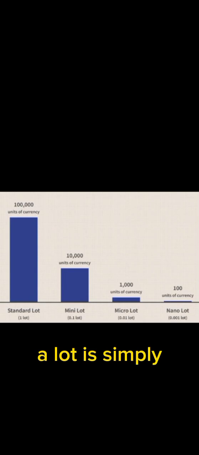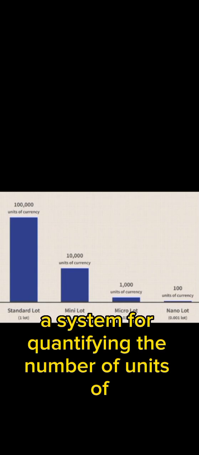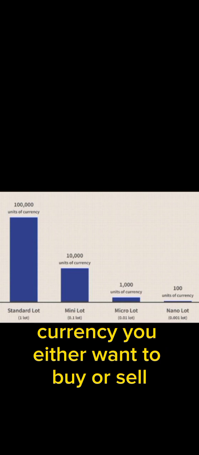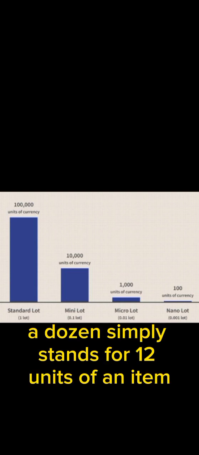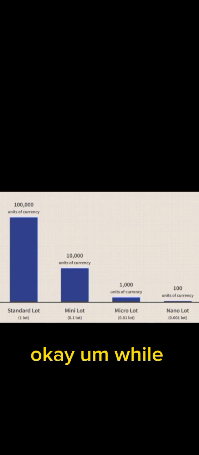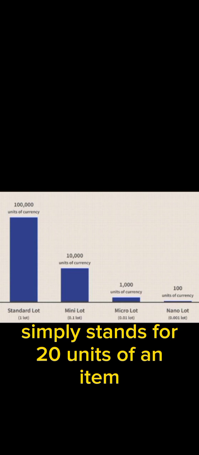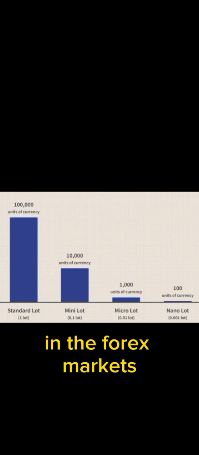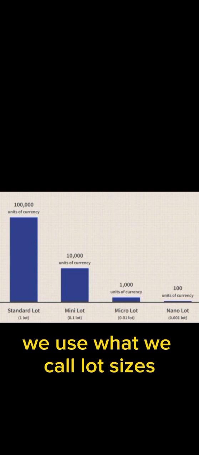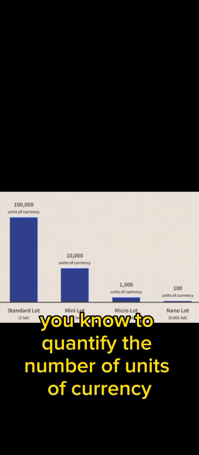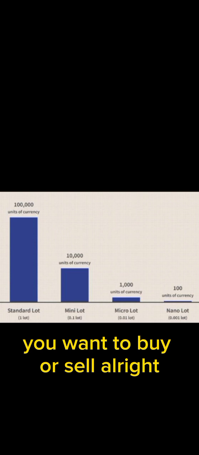A lot is simply a system for quantifying the number of units of currency you either want to buy or sell. It is general knowledge that a dozen simply stands for 12 units of an item, while a score simply stands for 20 units of an item. In the forex market, we don't use dozens or score; we use what we call lot sizes to quantify the number of units of currency you want to buy or sell.